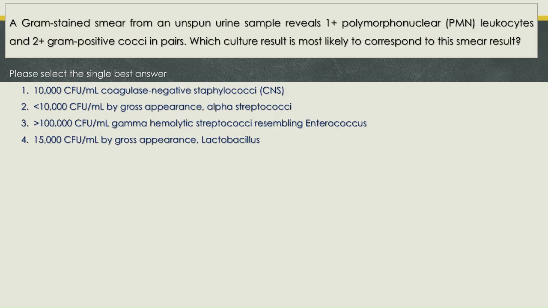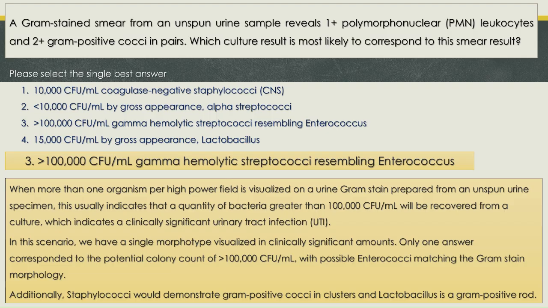1. 10,000 CFU/ml coagulase negative staphylococci, CNS. 2. Less than 10,000 CFU/ml by gross appearance, alpha streptococci. 3. Greater than 100,000 CFU/ml gamma hemolytic streptococci resembling Enterococcus. 4. 15,000 CFU/ml by gross appearance, Lactobacillus. The correct answer: 3. Greater than 100,000 CFU/ml gamma hemolytic streptococci resembling Enterococcus.